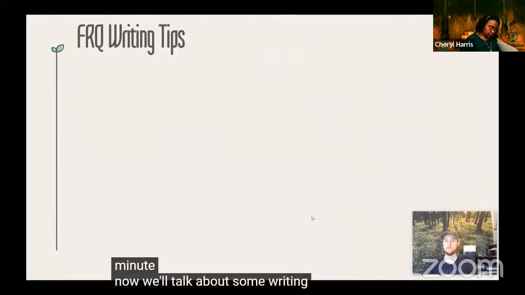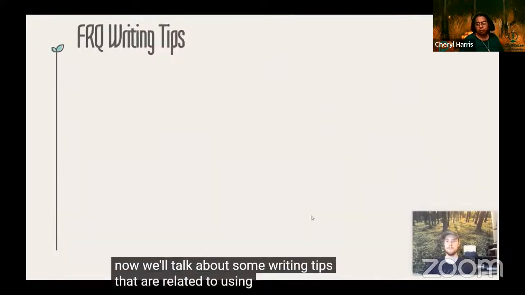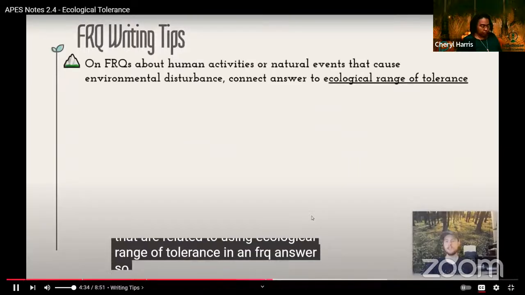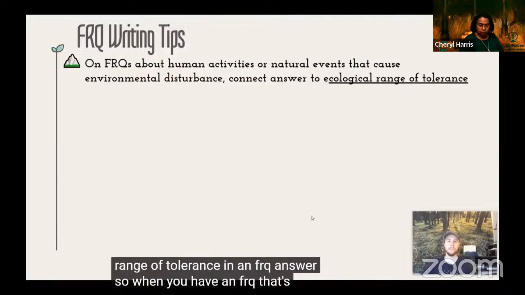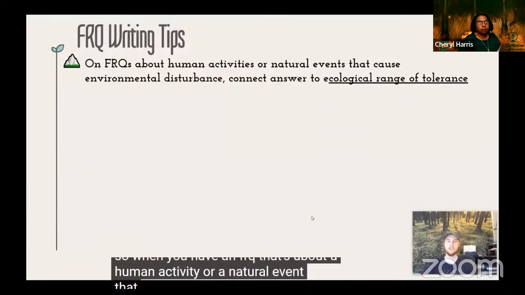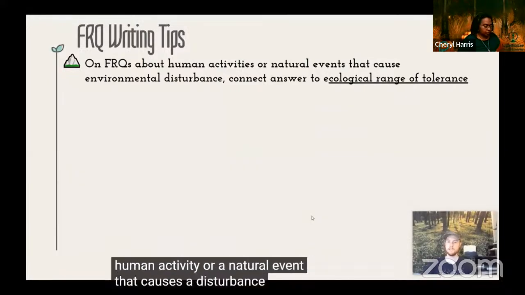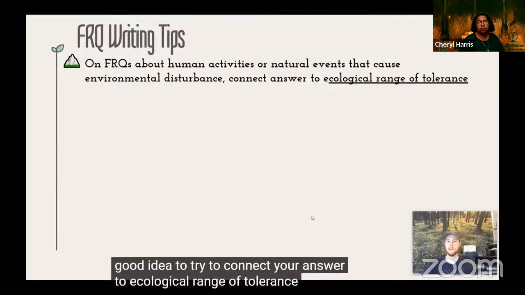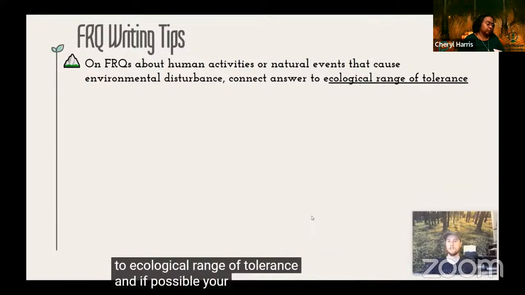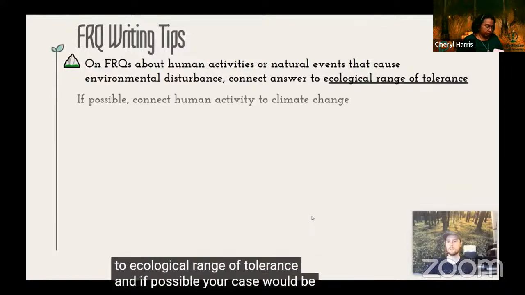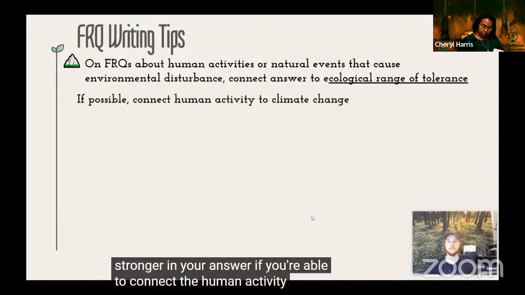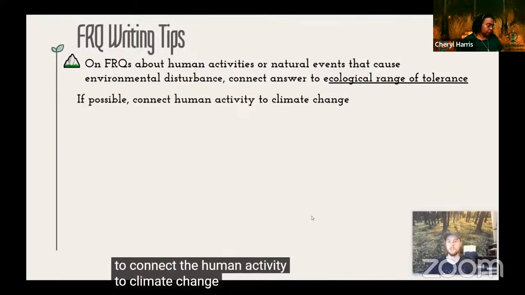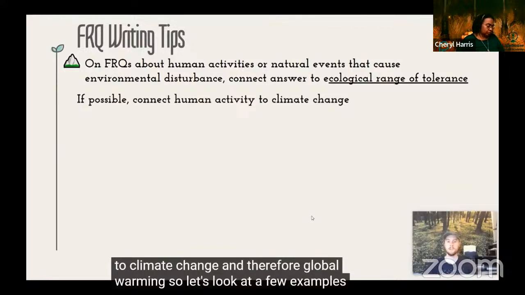Now we'll talk about some writing tips that are related to using ecological range of tolerance in an FRQ answer. So when you have an FRQ that's about a human activity or a natural event that causes a disturbance, it's a really good idea to try to connect your answer to ecological range of tolerance. And if possible, your case would be even stronger in your answer if you're able to connect the human activity to climate change and therefore global warming. So let's look at a few examples here.